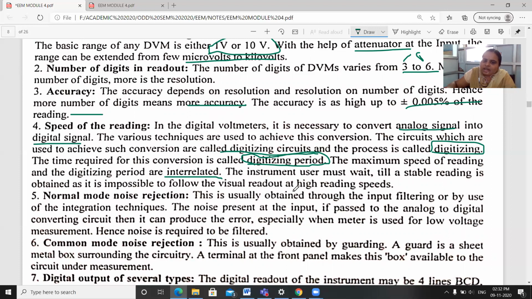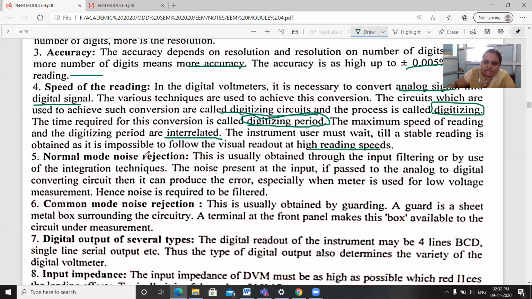Visual readout at high reading speeds. That's about your speed of reading. Then normal mode noise rejection. This is usually obtained through input filtering. It means there are noises present, and we have to reject all of those, by input filtering or by use of integration techniques, for the noise present at the input.